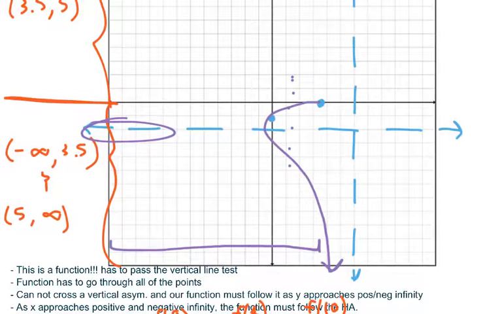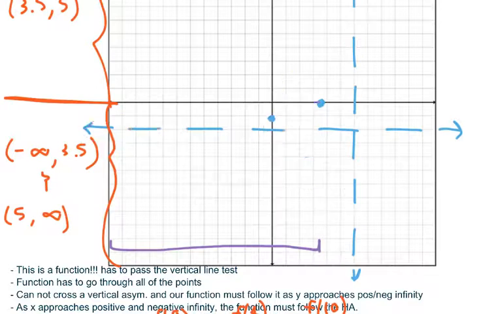So the only thing I can do that makes sense following all my rules is to start at this point, go through this point, and follow my asymptote. Okay?